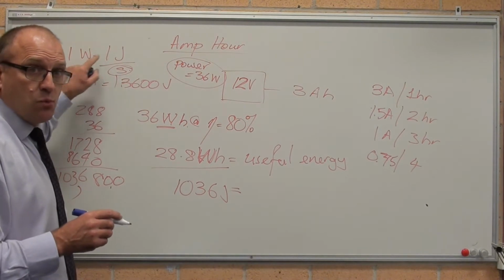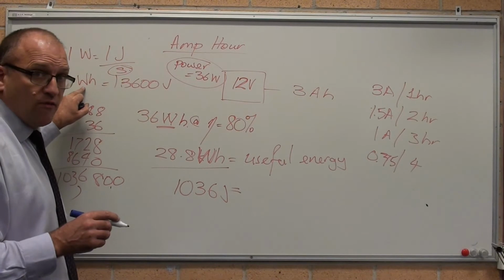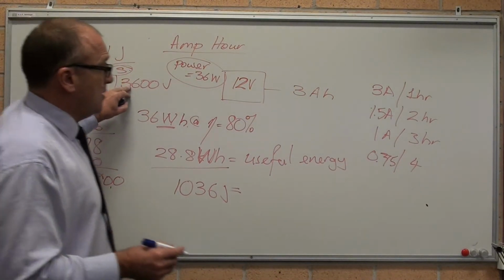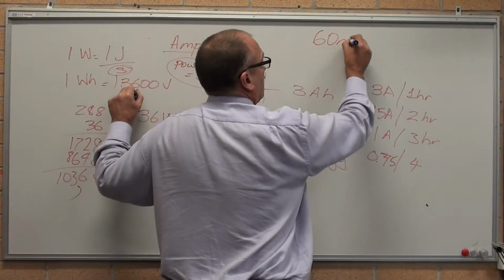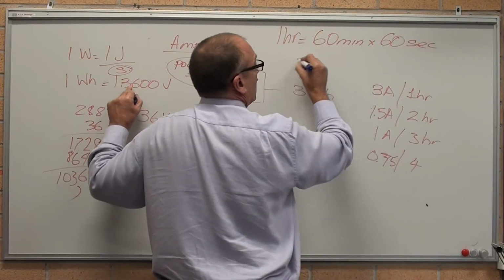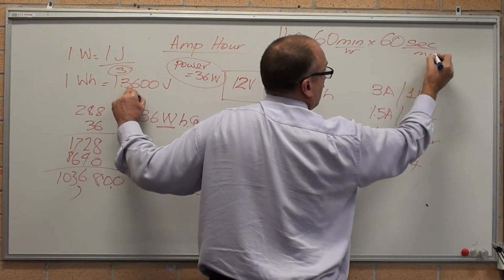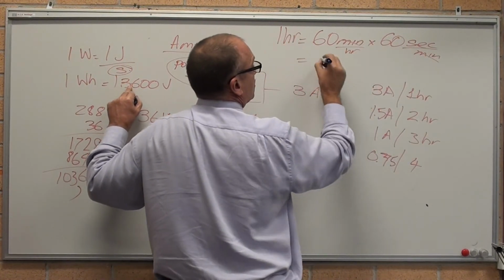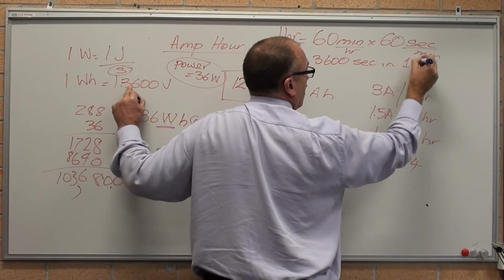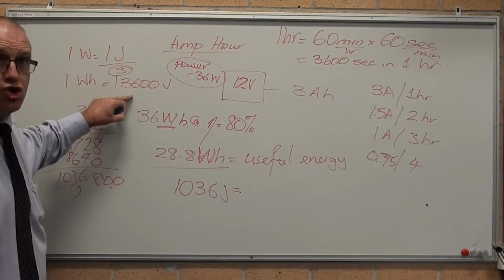1 watt is 1 joule per second. So that means that 1 watt hour delivers 3,600 joules. Why? Because there's 60 minutes in an hour and 60 seconds in a minute, so 60 minutes in an hour times 60 seconds in a minute equals 3,600 seconds in 1 hour. So 1 watt hour is 3,600 joules.